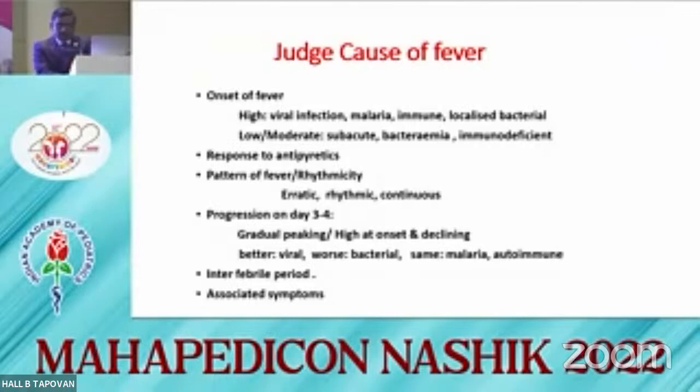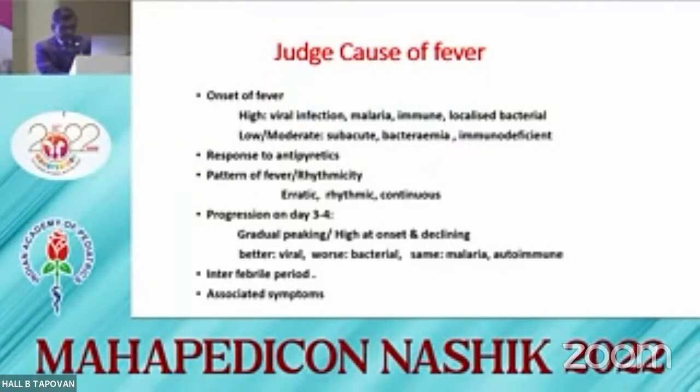And this is very important: how the fever started, what was the pattern, rhythmicity, and progression on day 3 and day 4. If it is gradually peaking on day 3 and day 4 and the child is not good, it is more likely to be a bacterial infection. If it was very high at onset and the interfebrile period is normal, these are the children we are less likely to worry about, and it is more likely to be a viral infection. Then localization will occur, and these are the patients where we will send investigations on day 3 and day 4.